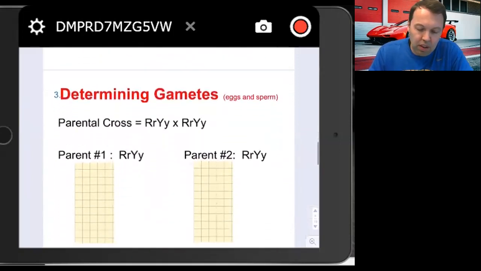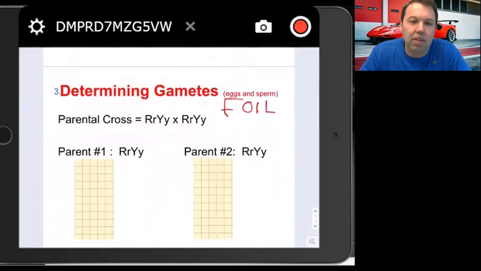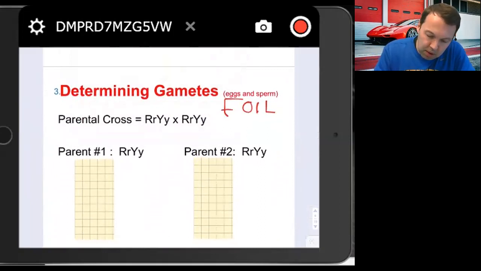Okay, so here it is, determining gametes. This will be step 3. So we're going to use the FOIL method. And if you recall from math, the FOIL method is first, outside, inside, and last. So for this one, I'm going to take the first R and the first Y. Look, they're both capitals. And that's going to be my first gamete. So that's going to go into a sperm or an egg.